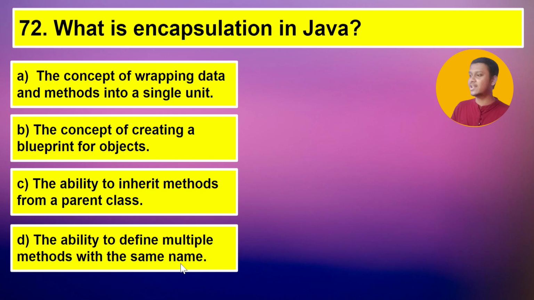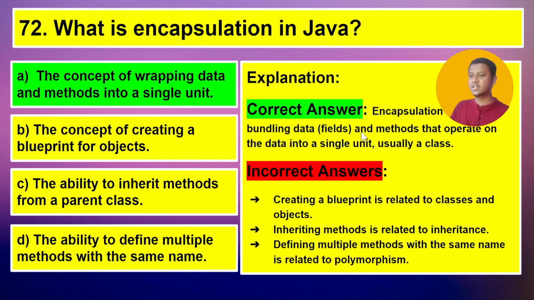So here the correct answer is the concept of wrapping data and methods into a single unit. As you can see in the explanation, encapsulation is about bundling data fields and methods that operate on the data into a single unit, usually like a class. Creating a blueprint is related to classes and objects. Inheriting methods is related to inheritance. Defining multiple methods with the same name is related to polymorphism.